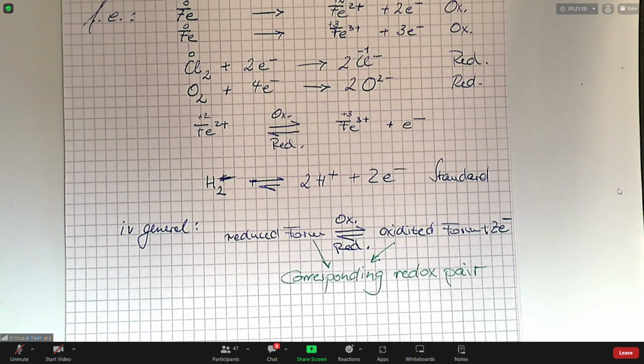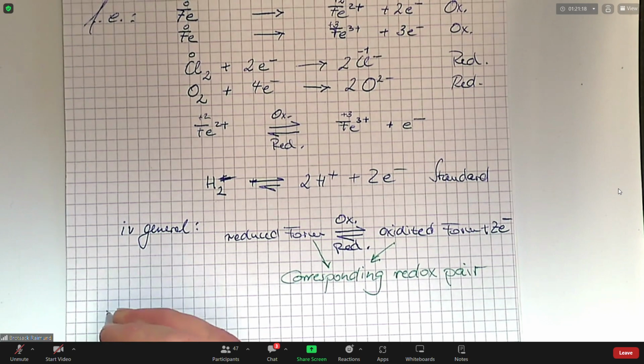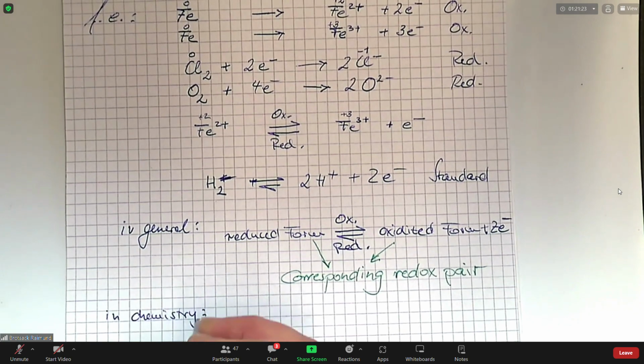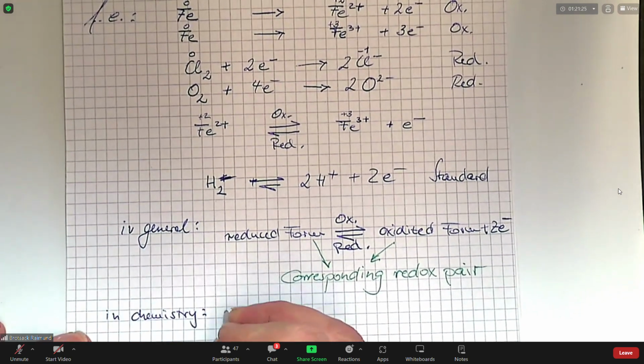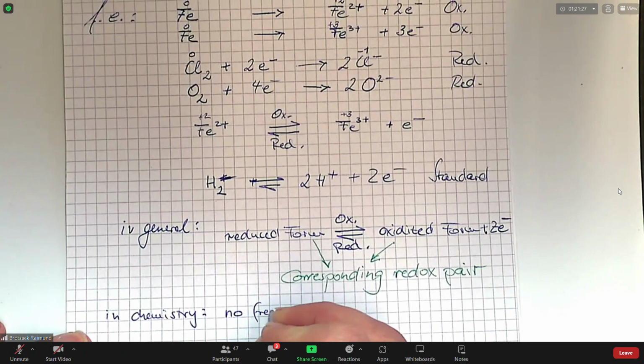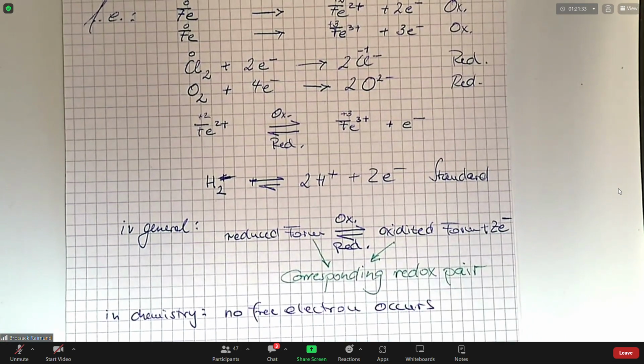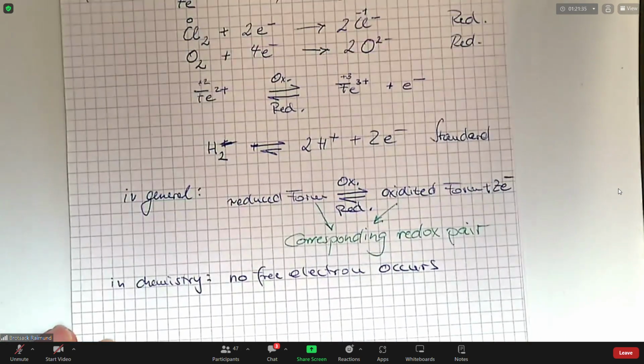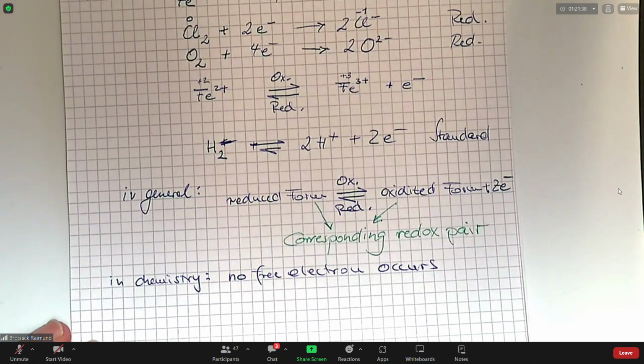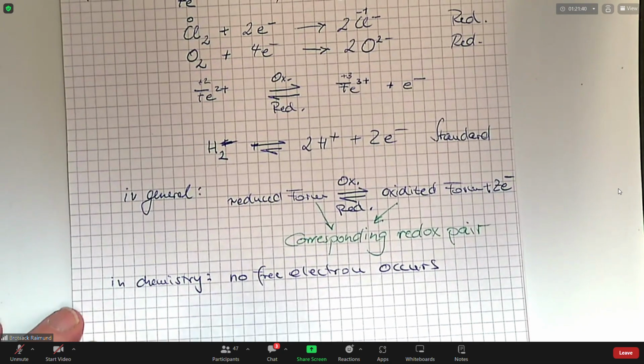As already mentioned, in chemistry there is no free electron. No free electron occurs. So oxidation is always coupled to a reduction and vice versa.